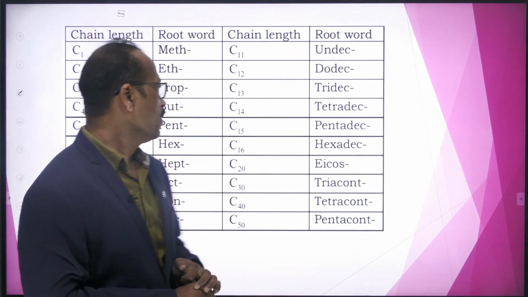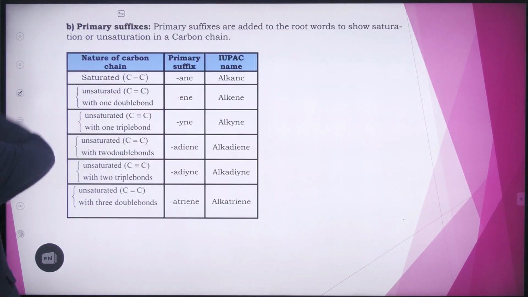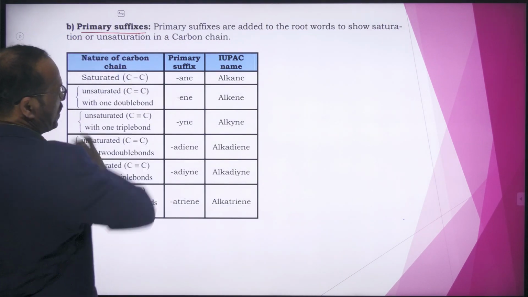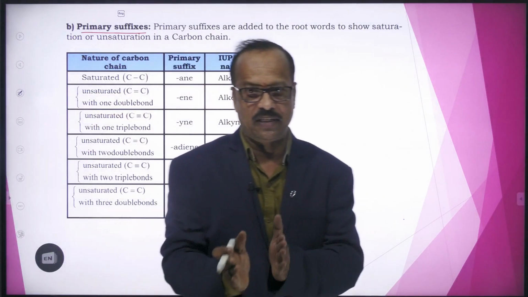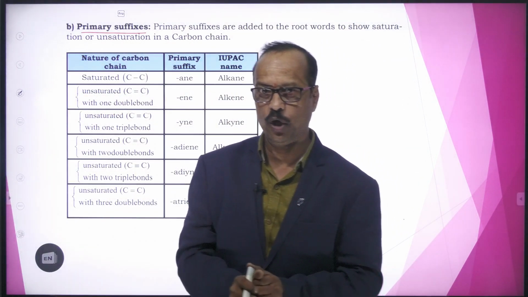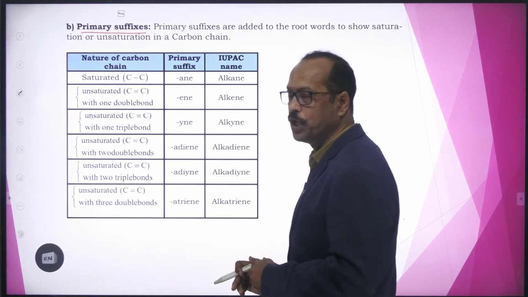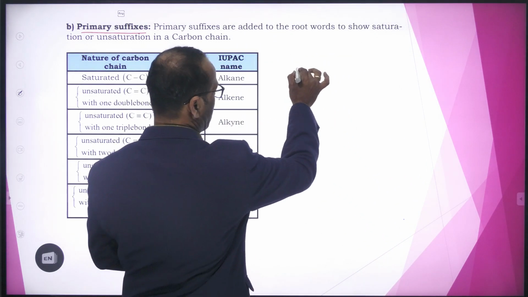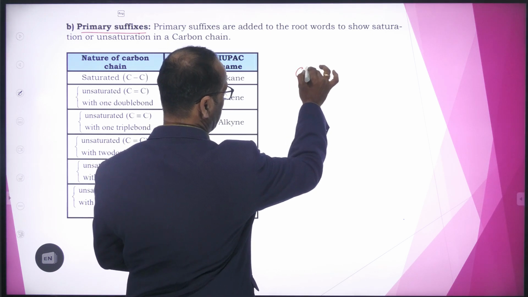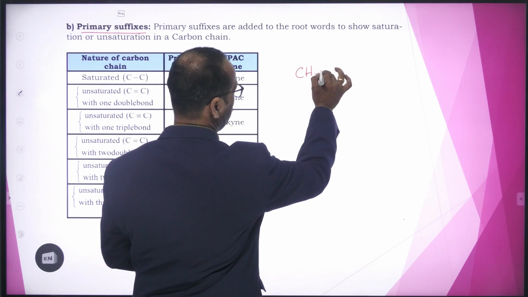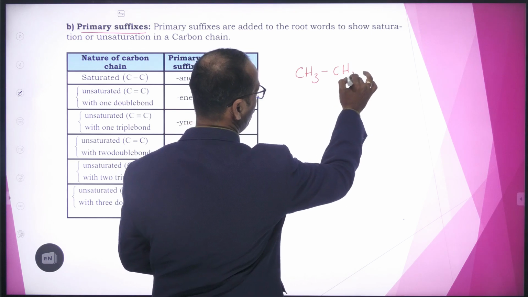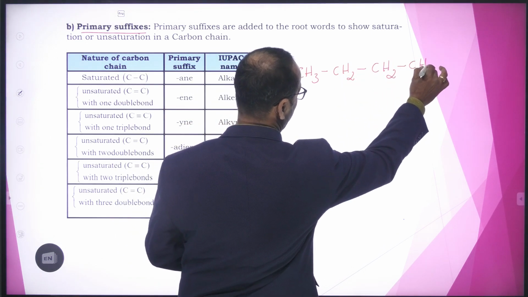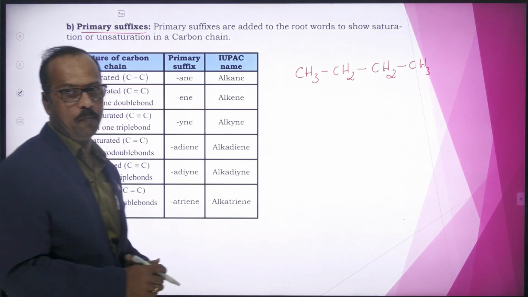Now today we are going to turn to the next topic, the primary suffix. Suffix means what is added later, okay? For example, if I want to give a name to a compound, and the compound is CH3, CH2, CH2, CH3, okay? I want to give the name to this compound.